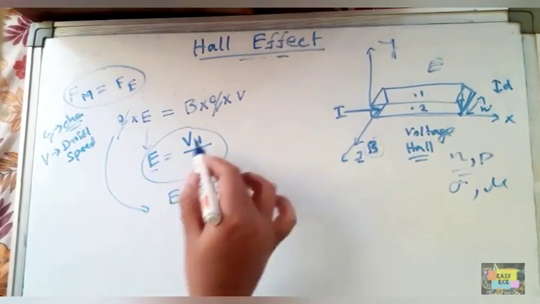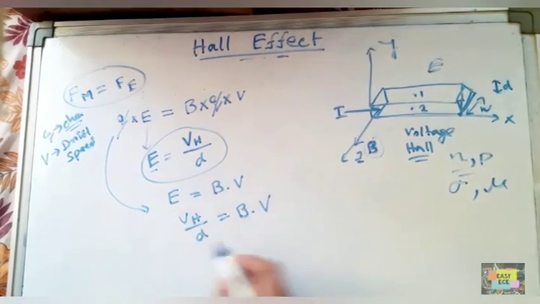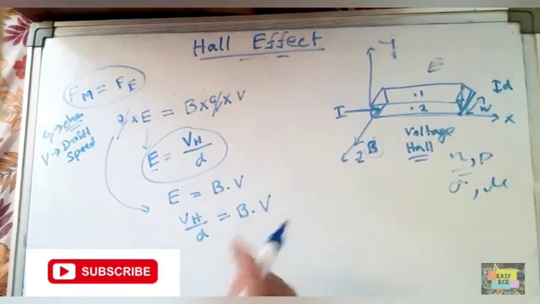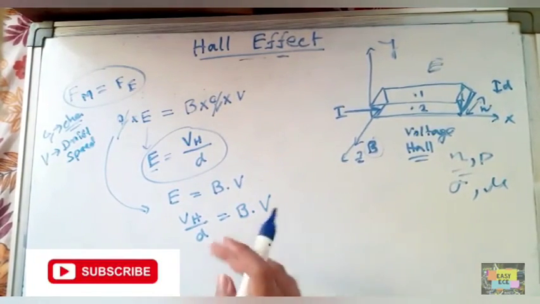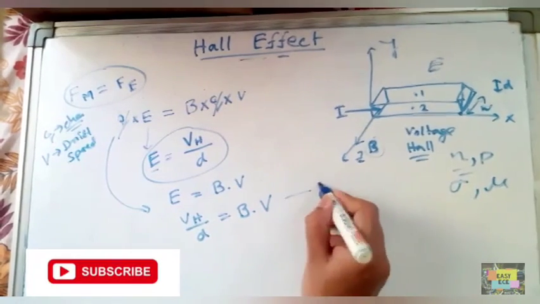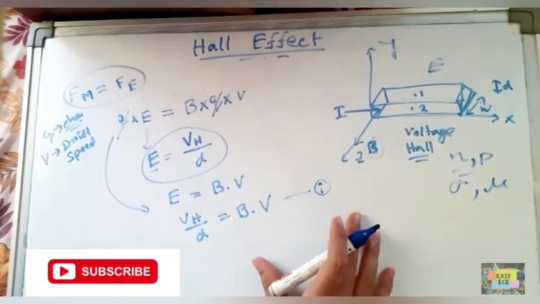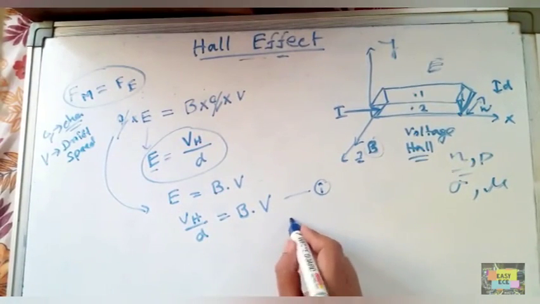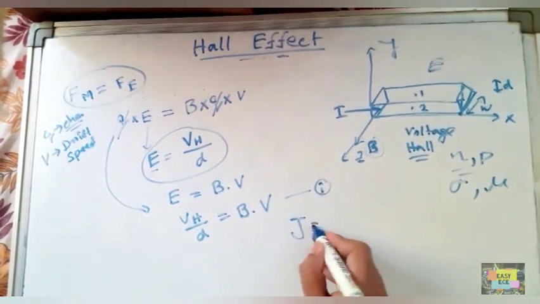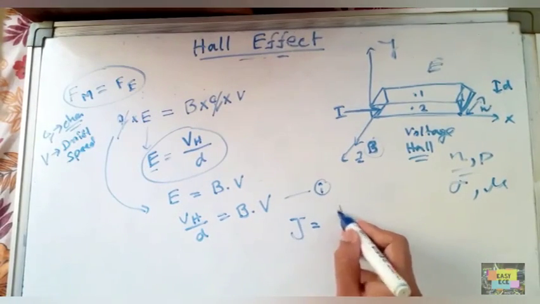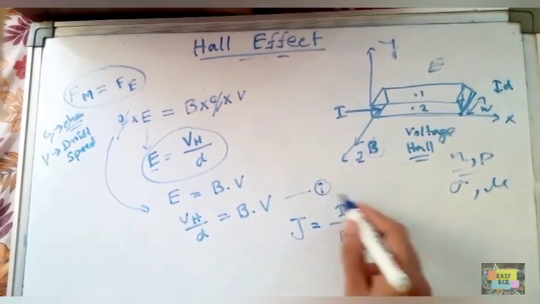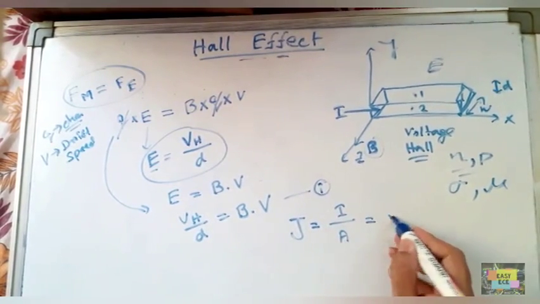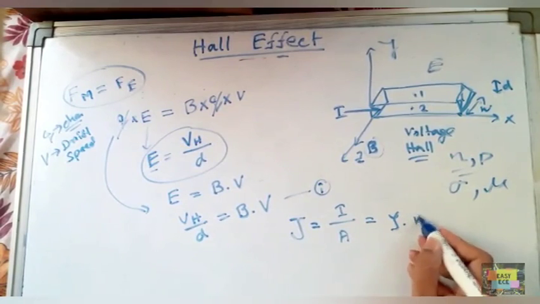So the electric field is VH by d. VH by d equals B into v. So from this equation we get VH, which is another equation pointed out. Then we know the current density J, that is J equals I by area, the current by the cross-sectional area, equals rho into v.